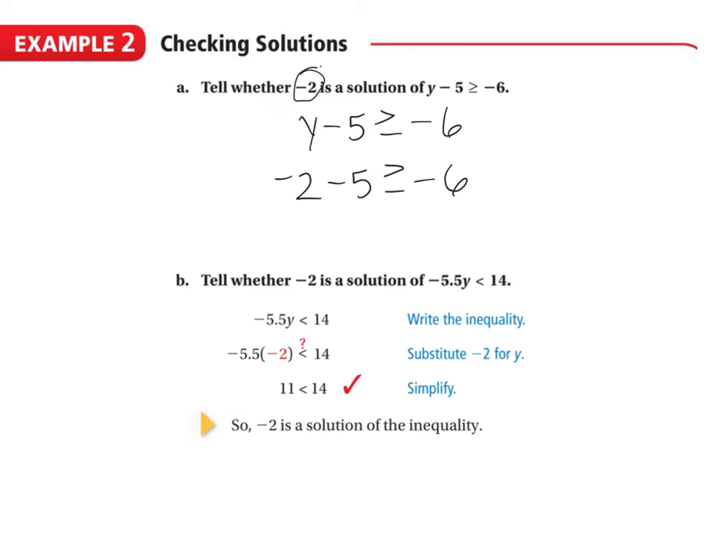Well, now we check it. So we have to do our same signs, add and keep, right? Because both these numbers here are negative, negative 2, negative 5, same signs, add and keep. So we have negative 7 is greater than negative 6.